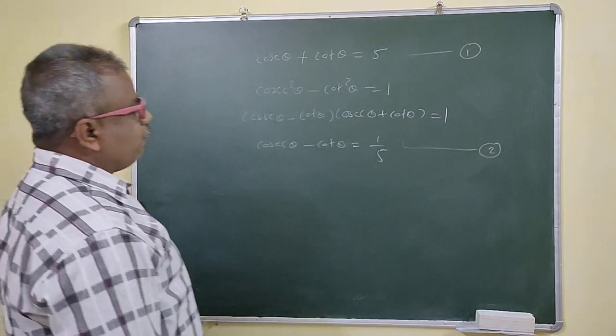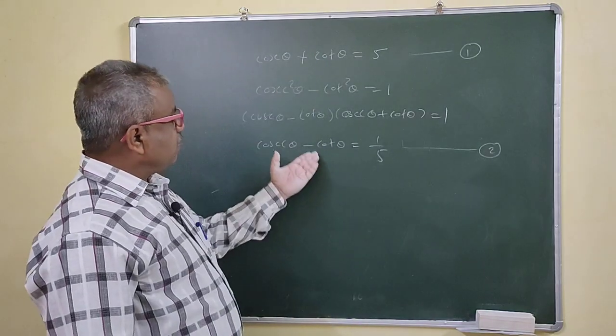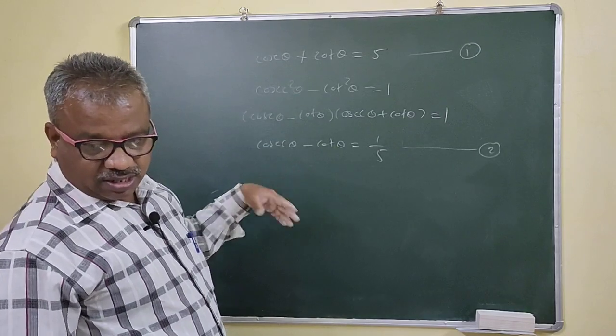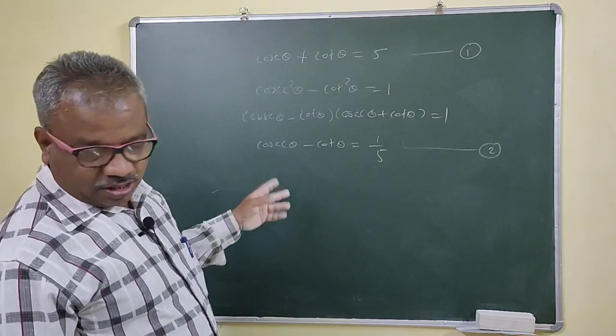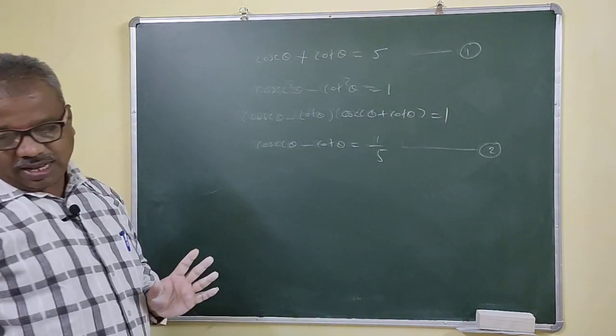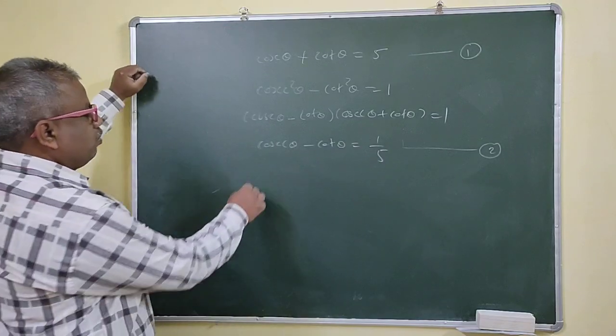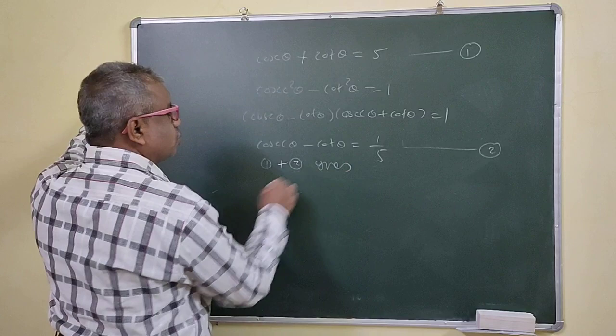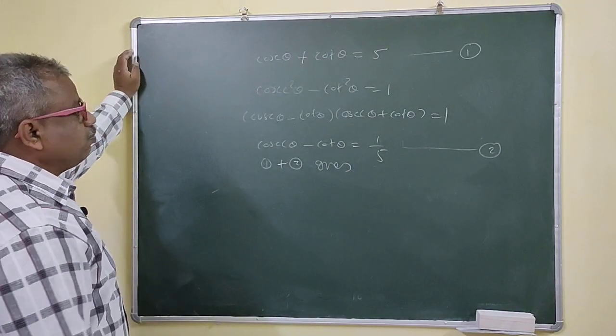Okay, so we have equations 1 and 2. See here, there is plus, there is minus, right? If you add 1 plus 2, cot theta gets cancelled. If you subtract, cosec theta gets cancelled. You get individual values of cosec theta and cot theta now, right?